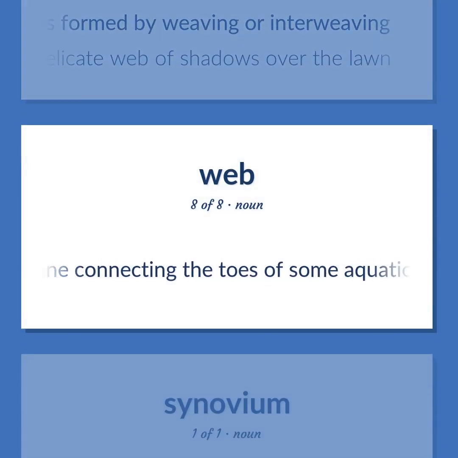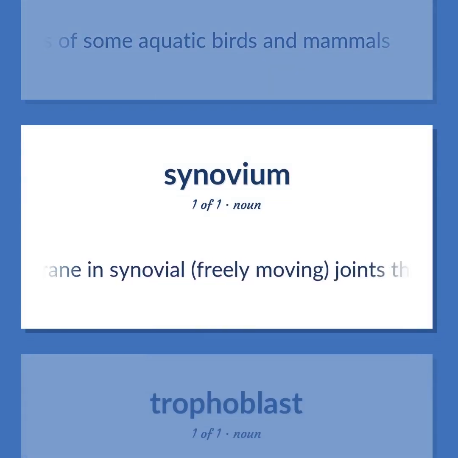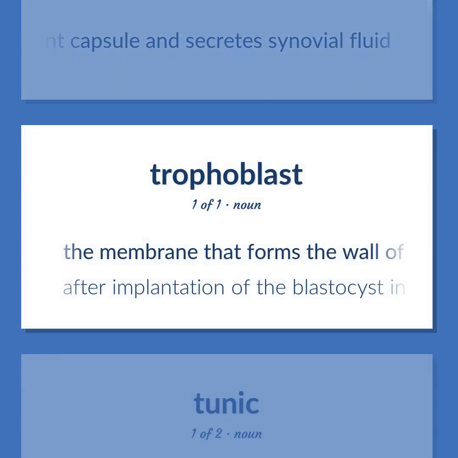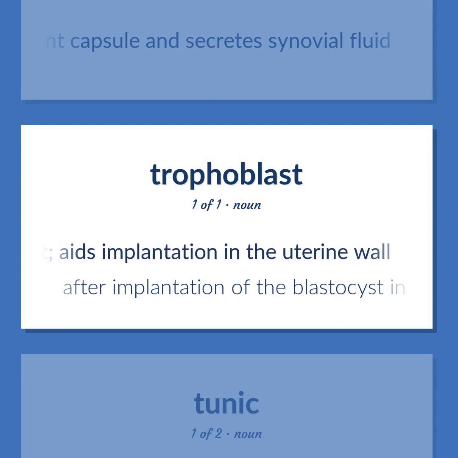Membrane connecting the toes of some aquatic birds and mammals. A thin membrane in synovial, freely moving, joints that lines the joint capsule and secretes synovial fluid. The membrane that forms the wall of the blastocyst in early development. Aids implantation in the uterine wall. After implantation of the blastocyst in the uterine wall, the trophoblast divides into two layers, the chorion and the placenta.